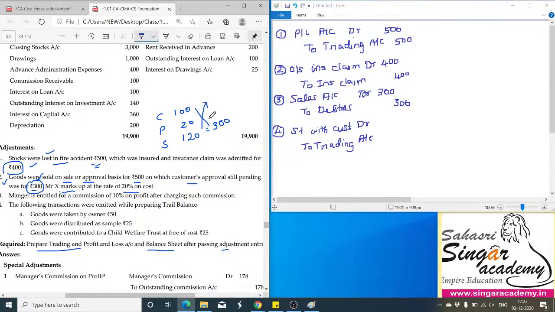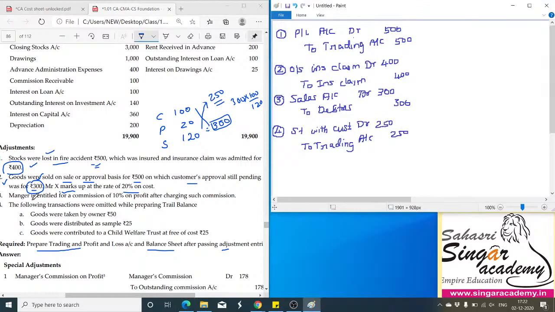What about the cost of this 300 rupees? You can do the cross multiplication this way: 300 into 100 by 120. How much is that? 250. Am I right? To that extent, it will be considered as stock with the customer credited in the trading account. So 250.